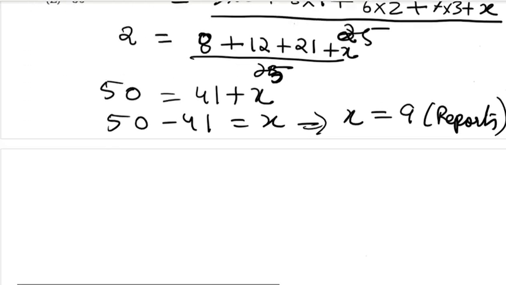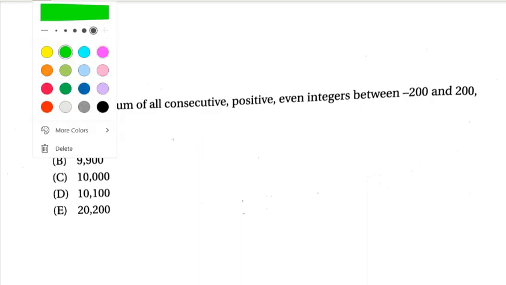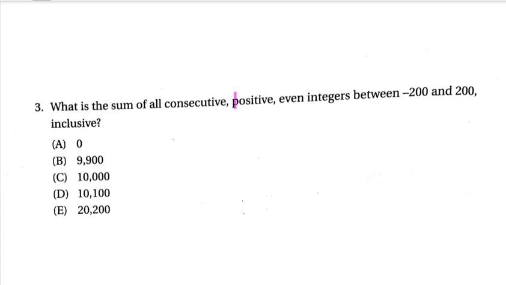Now the next question, here is the next question. It says, what is the sum of all consecutive positive integers between, now I am highlighting a few points that you must concentrate on, and that is the word positive. Look at the range from minus 200 to 200, but they are trying to confuse you by writing this positive, hoping that you will make a mistake in the question. Make sure you understand before you continue. You read the question carefully.